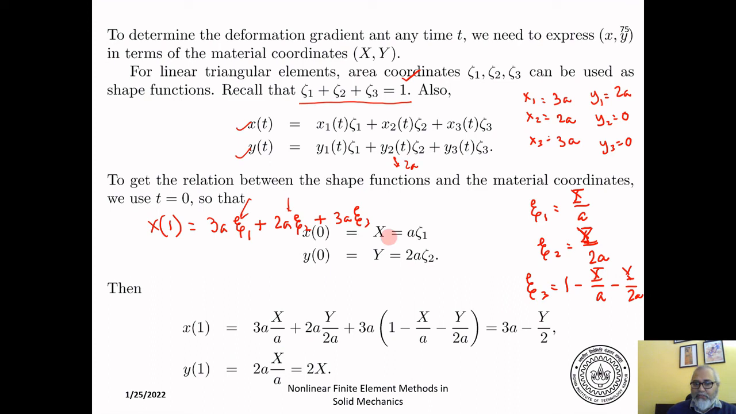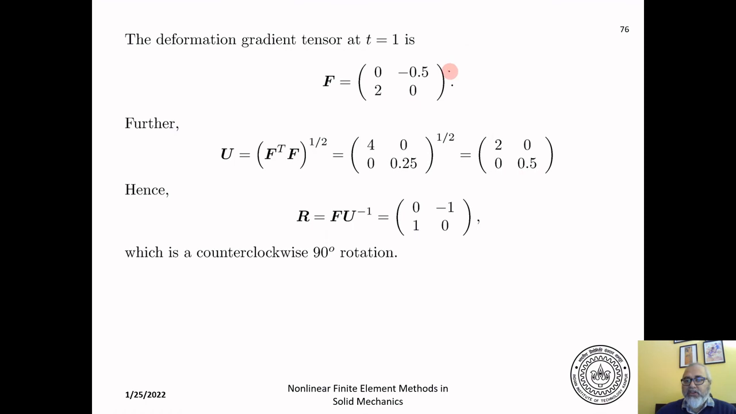Similarly, I can do it for the y part. So y at 1, y2, y3 are 0 and y1 is 2a. So it's 2a zeta 1, which is 2a into capital X by a. So it is 2 times capital X. So this is my motion at time t equal to 1. Now I have a relation between small x, y and capital X, Y, and from here I can find the deformation gradient.